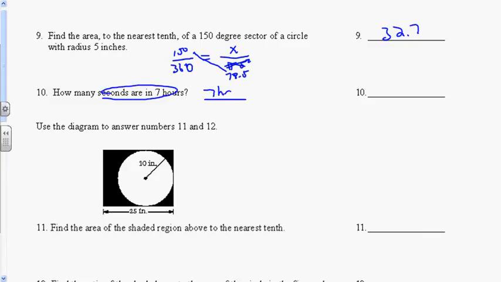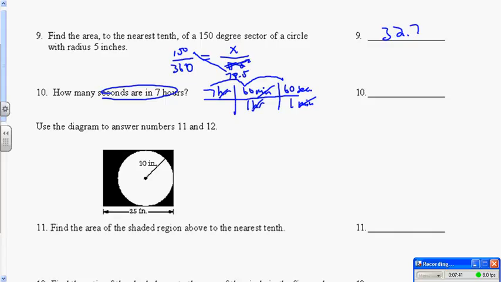How many seconds are there in 7 hours? We don't have a conversion from hours to seconds, so we're going to go 60 minutes in 1 hour. And that will cross out the unit for hours. Then we go 60 seconds in 1 minute. And that will cancel out the minutes. So 7 times 60 times 60 will give us the answer for that one. And that solution will be about 25,200.